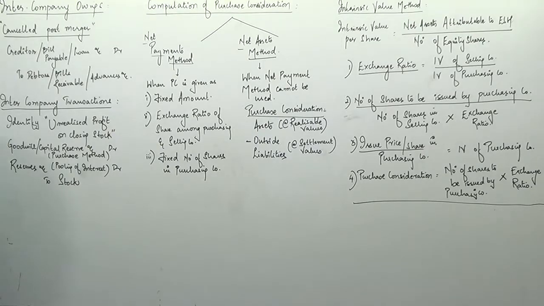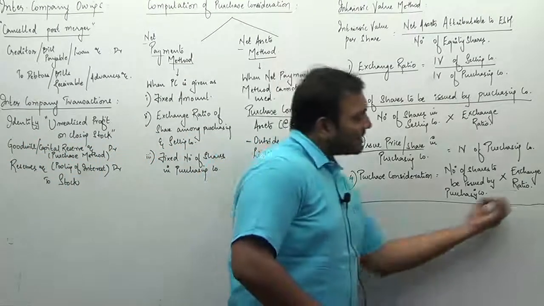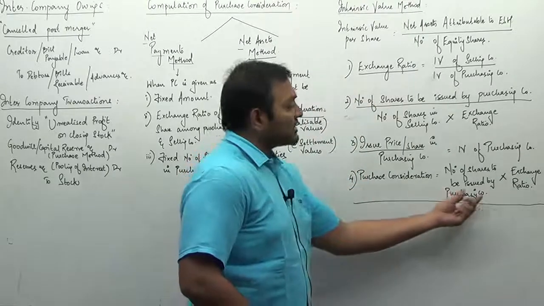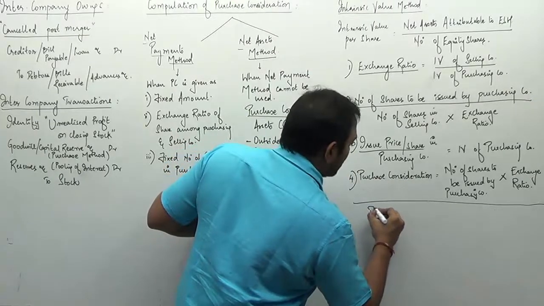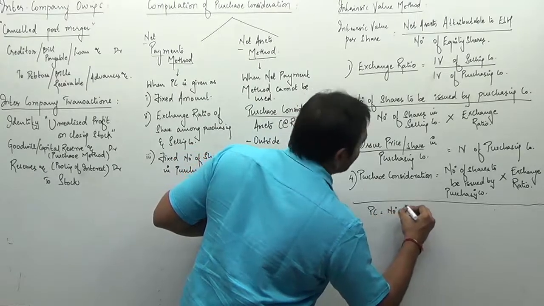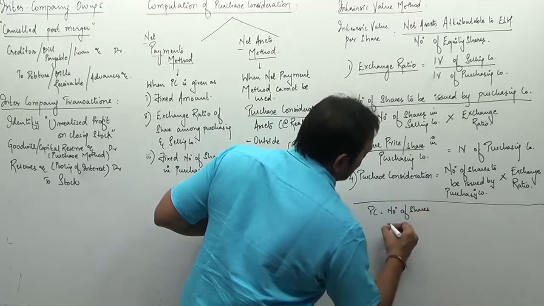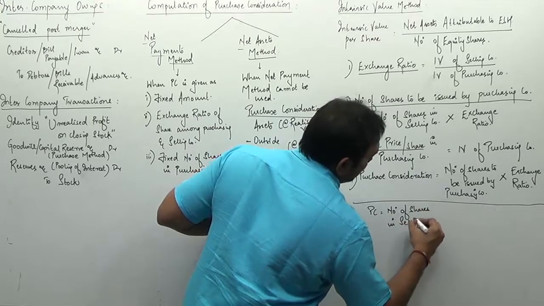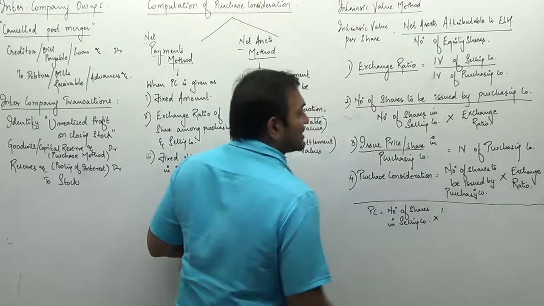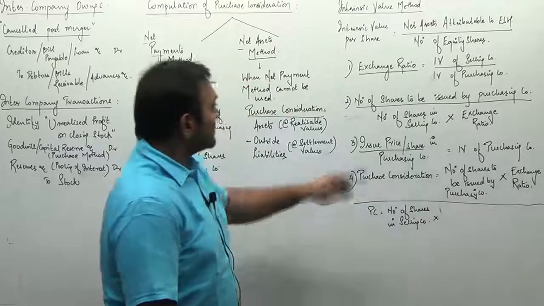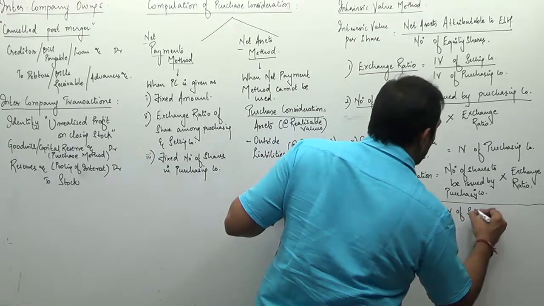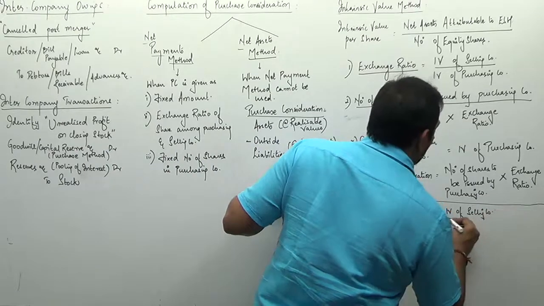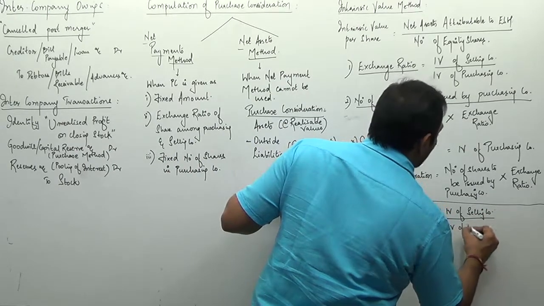When I said that the intrinsic value method is similar to net assets method, then where is the similarity? The similarity comes up now. Let's try to expand this equation. PC is equal to number of shares issued into issue price. Number of shares issued is step 2. How do you calculate? PC is equal to number of shares in selling company multiplied by exchange ratio. I have a formula for exchange ratio: intrinsic value of selling company by intrinsic value of purchasing company.